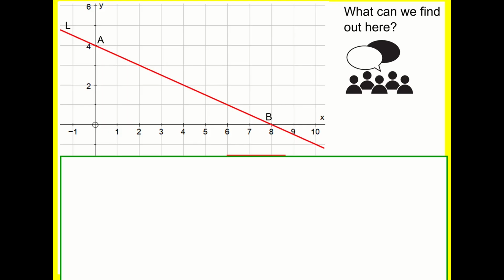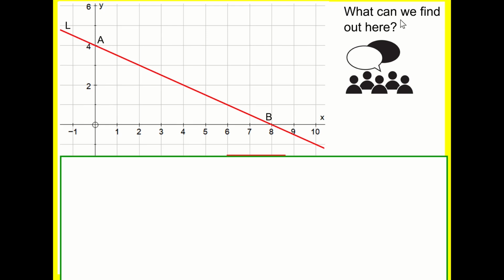Hi, what I'd like to do is look at this set of axes, x and y, mostly the positive quadrant for both. We'll go into the negative quadrant slightly. We've got a red straight line here called L. We've got 2 points, A and B.